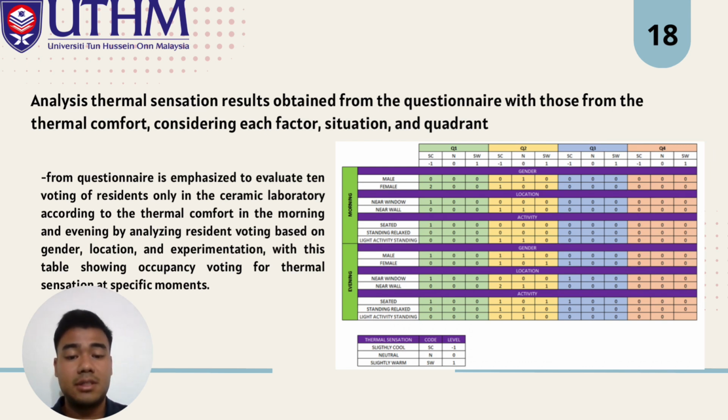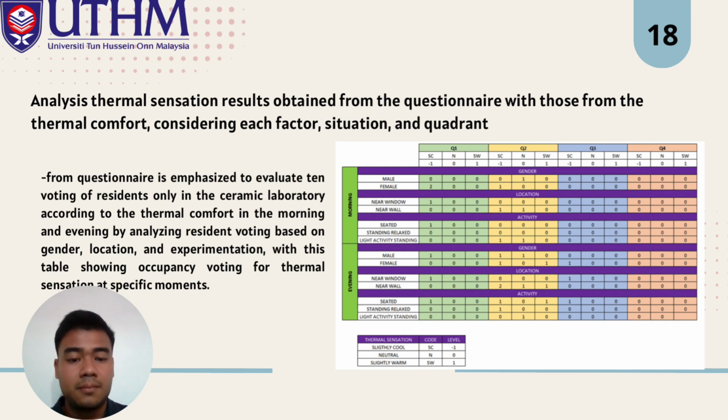For the activity, we have seated, standing, relaxed. And the last one is light activity standing, which is the same for the evening event. So 2 persons voted at quadrant 1 in the morning, and 2 persons voted at quadrant 2. And then for the location, 1 person voted for near the window, and 2 persons voted for near the wall. And for the activity, there is 1 person standing or doing their activity at quadrant 1, and 2 persons doing their activity at quadrant 2.